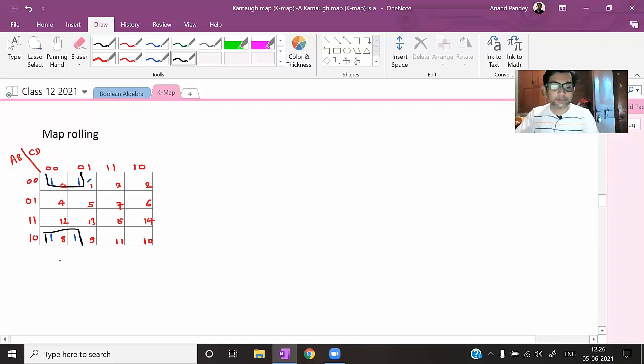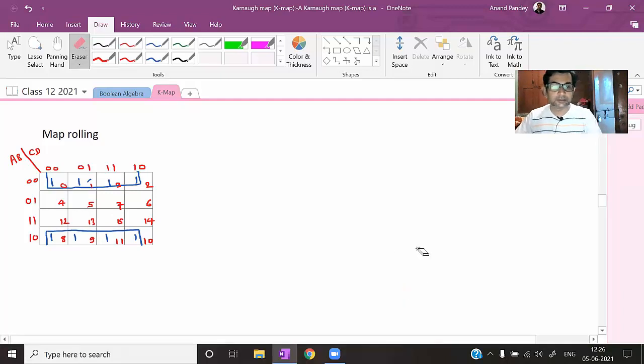Now another possibility I'm going to tell you. Consider four ones are here and four ones are here. By map rolling again, if you bring the top and bottom edges together, these eight ones can make an octet. So we will make it like this, and these eight ones together will make an octet. So this is one of the possibilities.